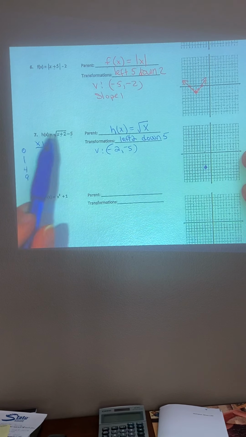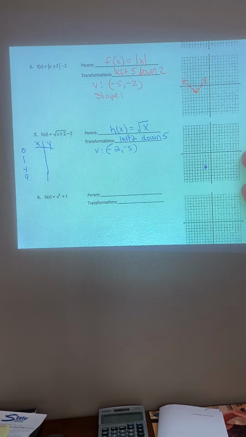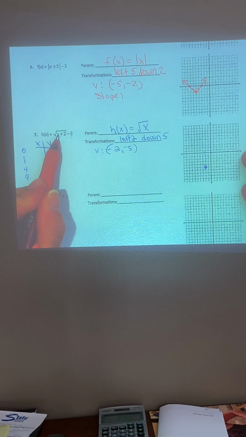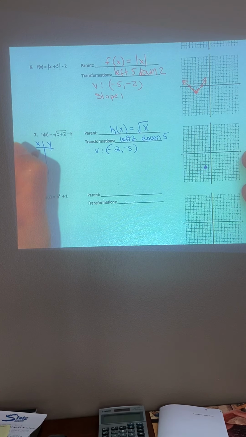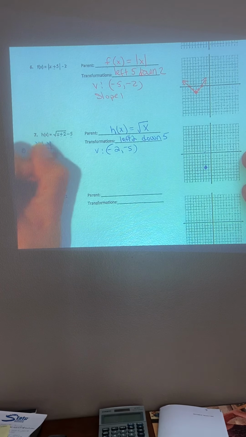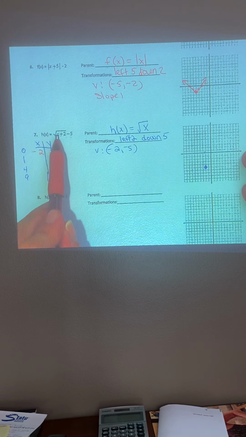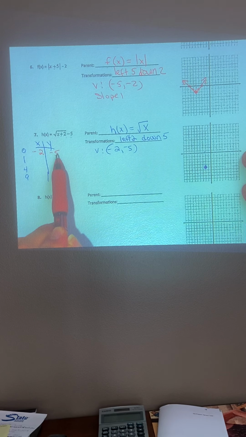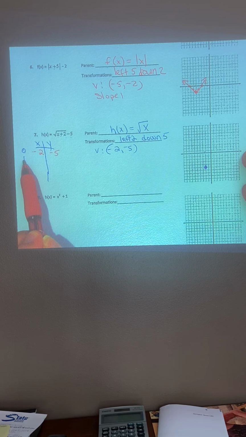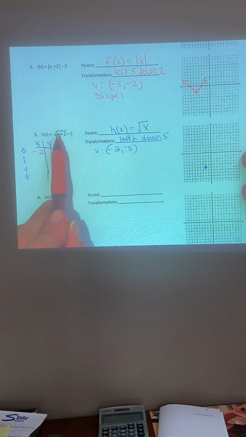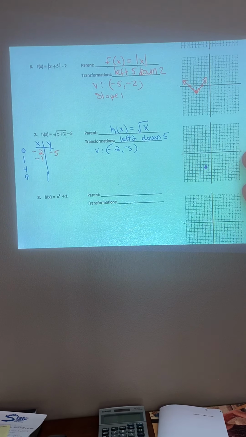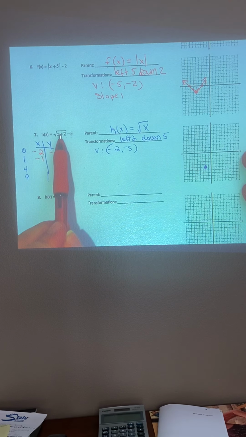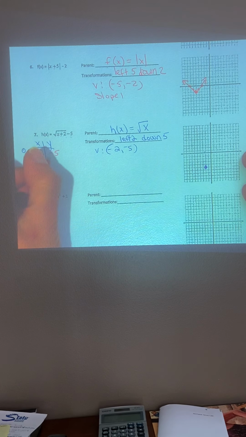But if we plug in a 0, what's 0 plus 2? That's 2, okay? So that's not going to work. How do we get a 0 here? Well, we get a 0 by negative 2, okay? Notice that's my vertex. Negative 2 plus 2 is 0. 0 minus 5 is negative 5. There's my vertex, okay? So now, how do we come up with a positive 1? Well, negative 1 plus 2 is a positive 1. Square root of 1 is 1. 1 minus 5 is negative 4.